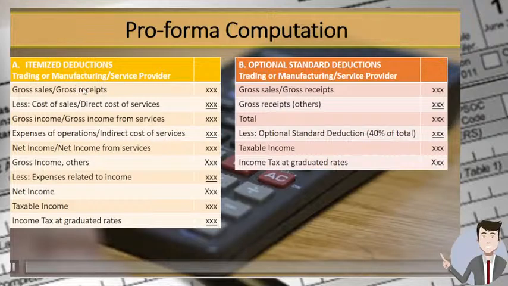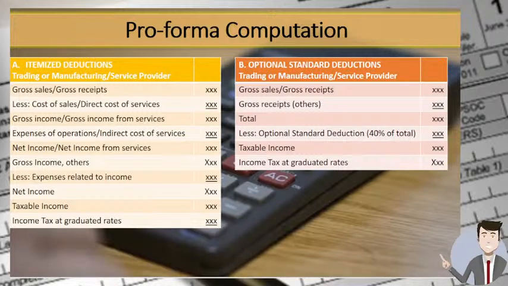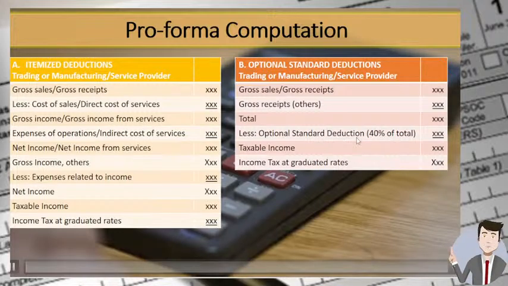Okay, chapter 4 will focus on gross income, so gross income and inclusions. Chapter 5 is a detailed discussion on expenses, okay? So, let's go back to what we call the optional standard deduction. After deducting your 40%, we can now arrive at your taxable income.